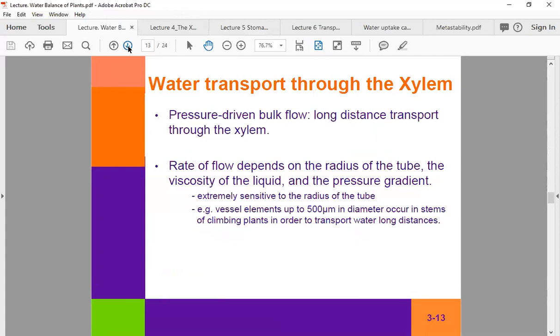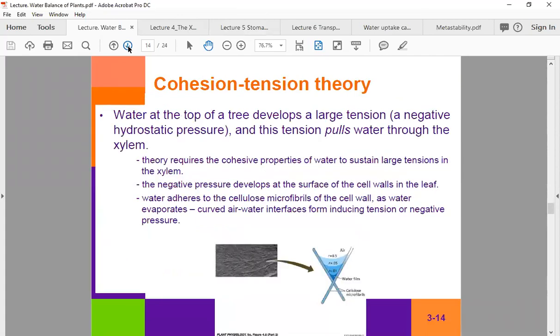Okay, bulk flow, pressure-driven bulk flow through the xylem. All right, we're all familiar with the theory of water movement. Cohesion tension theory has been referred to as the cohesion-adhesion tension theory. Water at the top of a tree develops a large tension. We're going to look at why that develops. It's a negative pressure, negative hydrostatic pressure, and this tension pulls water up through the xylem. The theory requires the cohesive properties of water to sustain large tensions in the xylem.